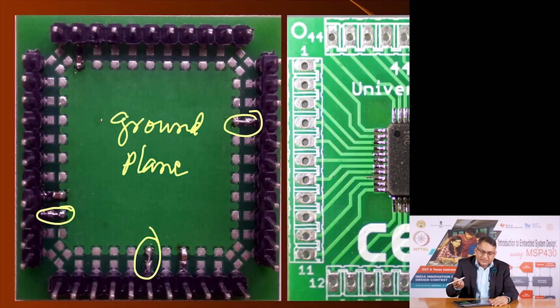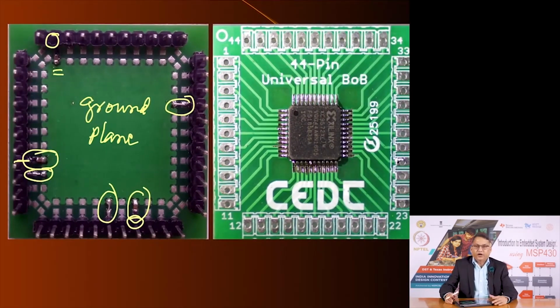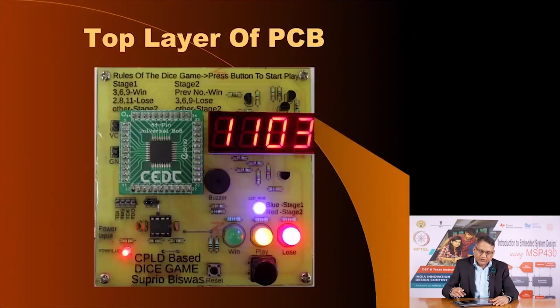Some of the pins are VCC, so they need a capacitor to be connected to ground. So, you see a capacitor here, you see a capacitor here, and you see a capacitor here. So, this pin must be VCC, VCC and VCC, and this is what it looks like at the top and the bottom. This is the actual implementation.